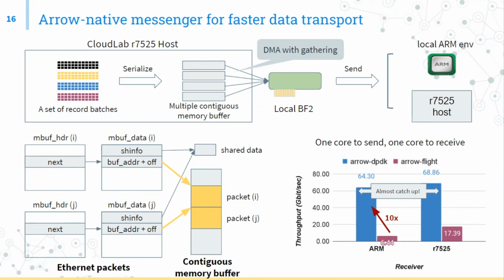With 1 core to send and 1 core to receive, we achieved 10 times performance improvement over Arrow Flight in the case of using the local SmartNIC as the receiver. Also, the throughput of the ARM case is almost catching up with the host case, even though a single ARM core on the BlueField-2 SmartNIC is much weaker than the host CPU core. I would say this is just DPDK's performance, and RDMA is definitely another option for transferring record batches. We'll need more experiments to evaluate which one is better in what kinds of workloads.